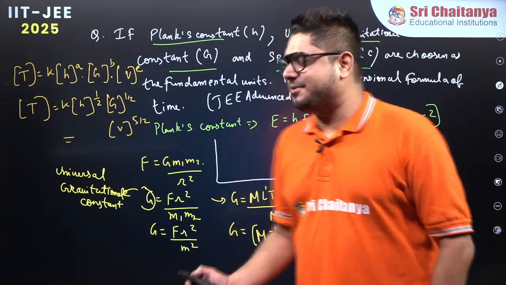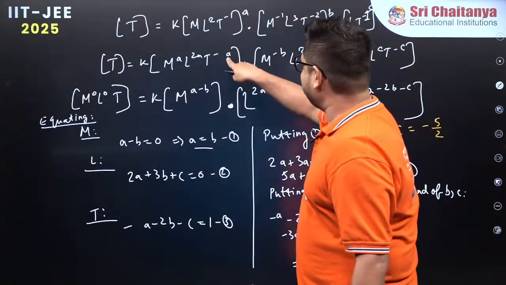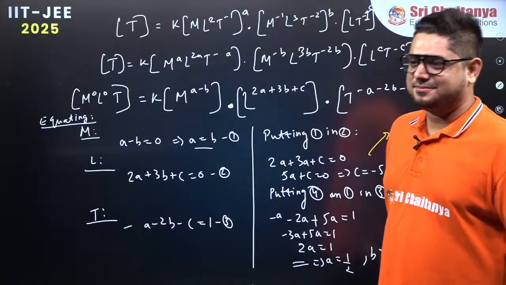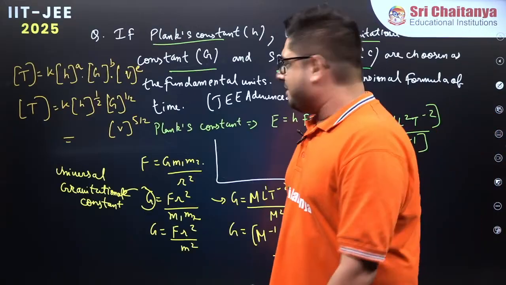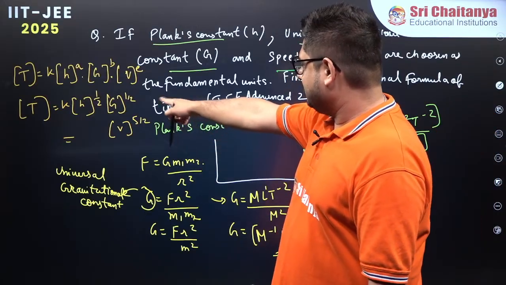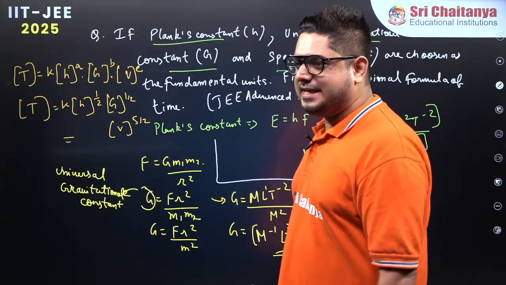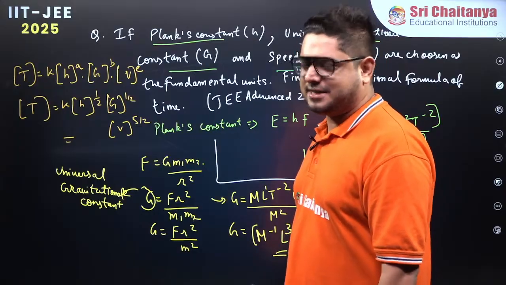Good observation, everyone. It was minus A, I was writing it as minus 2A. Sorry for that. Right, c to the power minus 5 by 2 and g to the power half. I hope everyone's getting this. If yes, give a thumbs up, hit the like button, everyone.